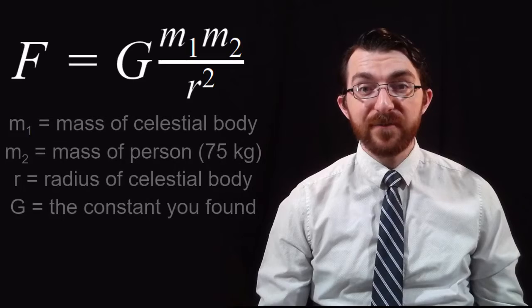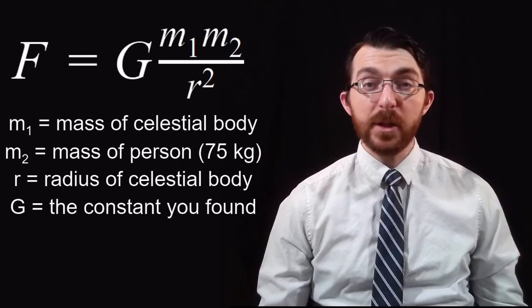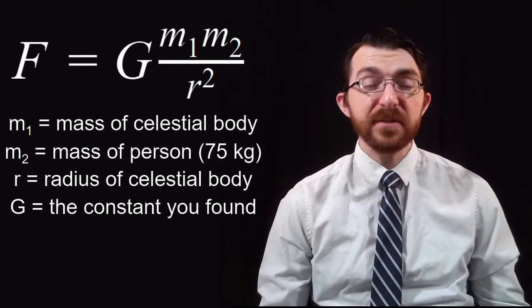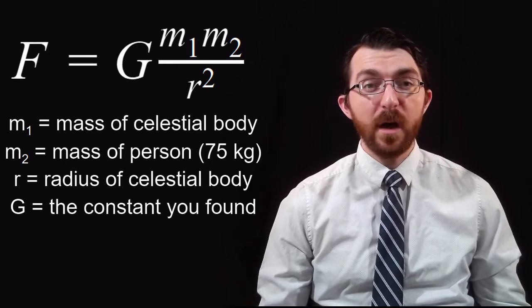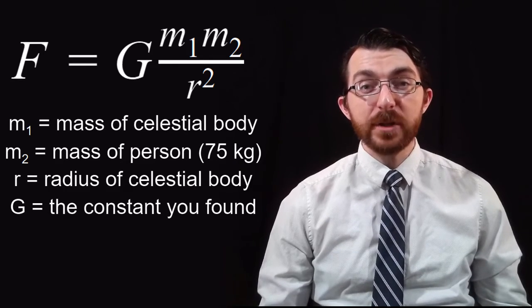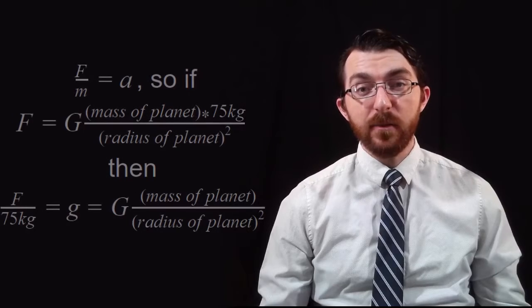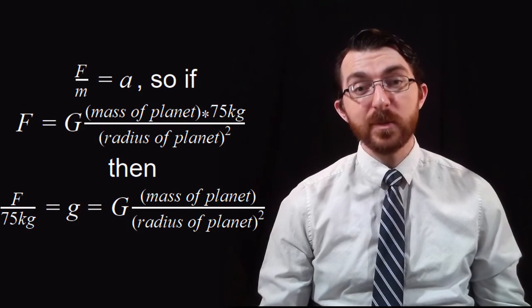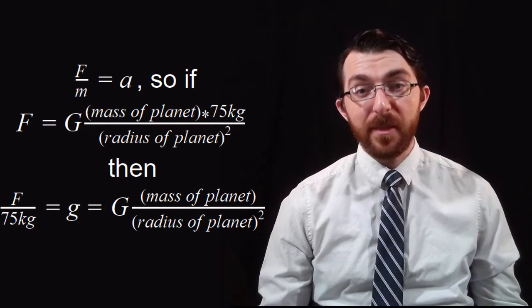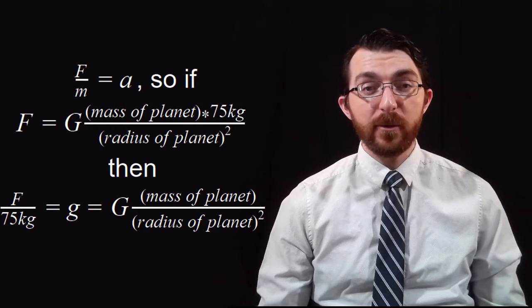Now that you have those numbers, use Newton's law to find the weight of a 75 kilogram person, that's about 165 pounds, on the surface of each body, and the acceleration from gravity. g is the weight divided by the mass. Once you find the weight, just divide it by the mass, and you've got g, the acceleration.